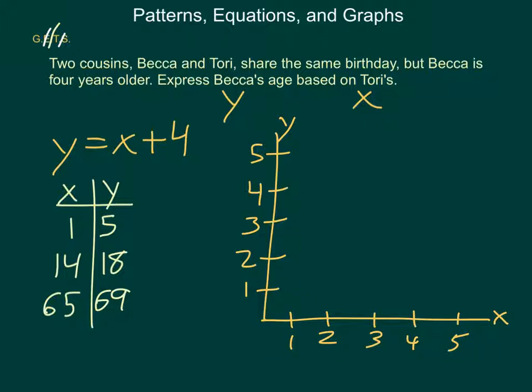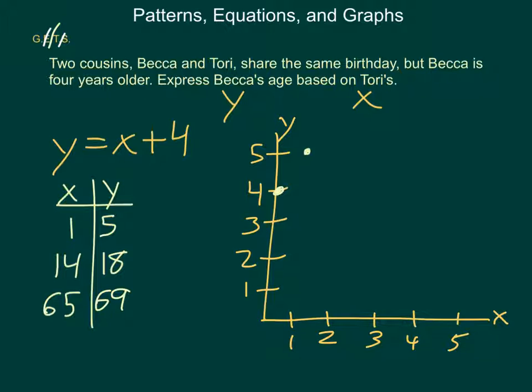We can use one point from our table. We had the coordinate 1, 5 on here. So we go 1 on x and 5 on y, and we have a point right there. What if x had been 0? What is 0 plus 4? That, of course, is 4, which indicates that when Tori was born, Becca had her 4th birthday.